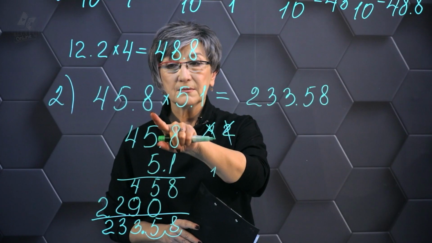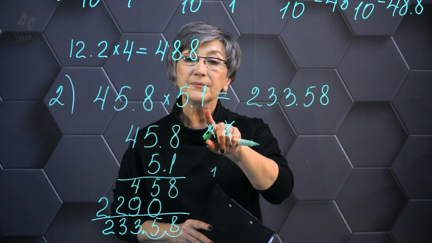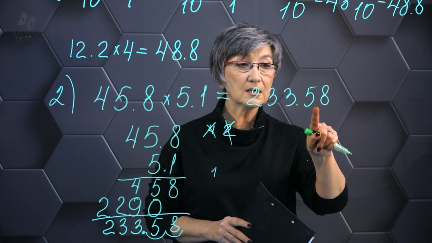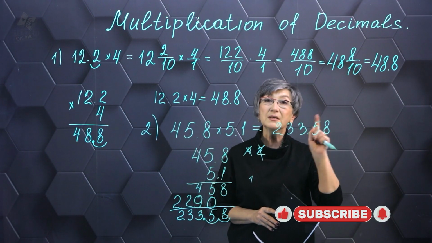Let's check the number of digits after the dot again. Let's count. 1 is the digit after the dot, and 2. In this case, there should be 2 digits after the dot. 1, a digit, and 2. So we have done everything correctly.